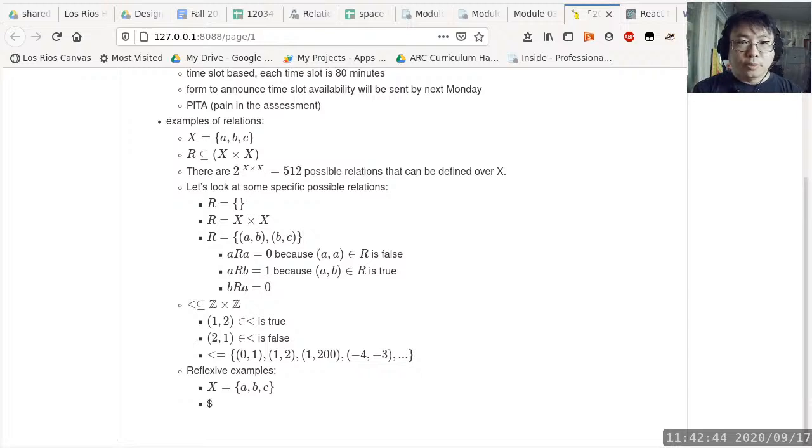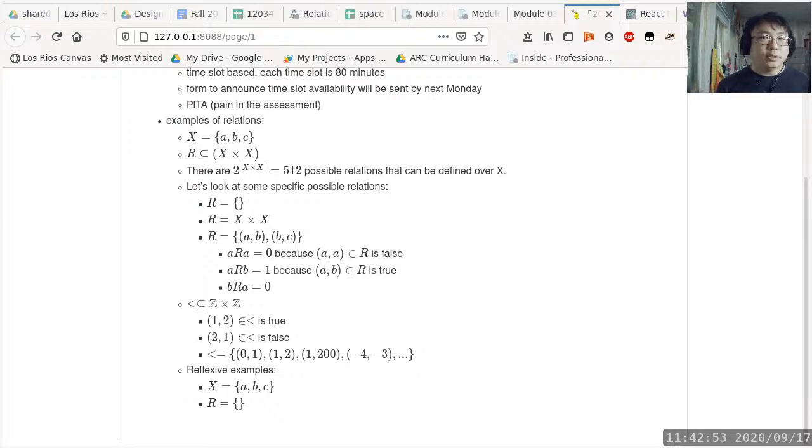So we'll say R is defined as the empty set. Is it reflexive? Does it meet the requirement that for each element in X, that element relates to itself? The answer is no. It does not meet the requirement. First I'll say it is not reflexive, then I go back and answer why it is not reflexive.